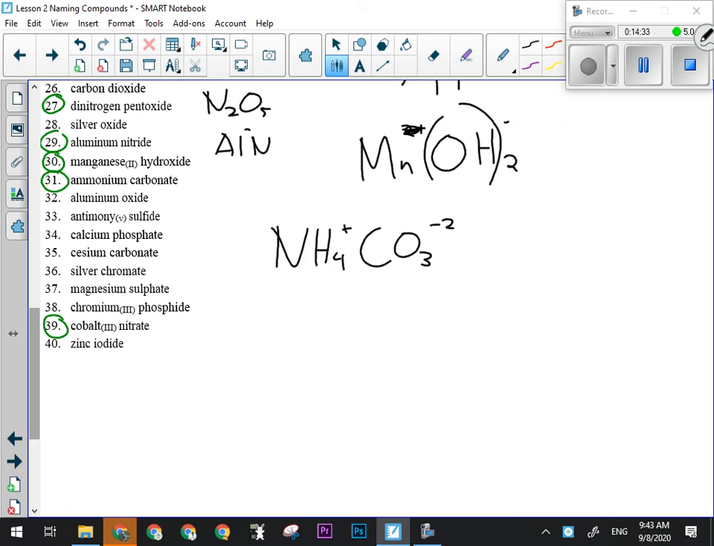Okay, when I drop and swap, which one of these gets the brackets? The first one. Yeah, ammonium is going to get the brackets because we just put a 1 here. We don't write 1s. Okay, but I'm going to need 2 ammoniums. It's not very often that you get a compound that's got 2 polyatomic ions. But when you do, one of them will be ammonium, because it'll be the one acting as the metal.